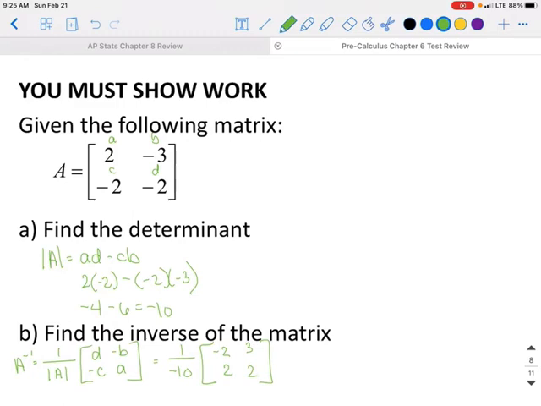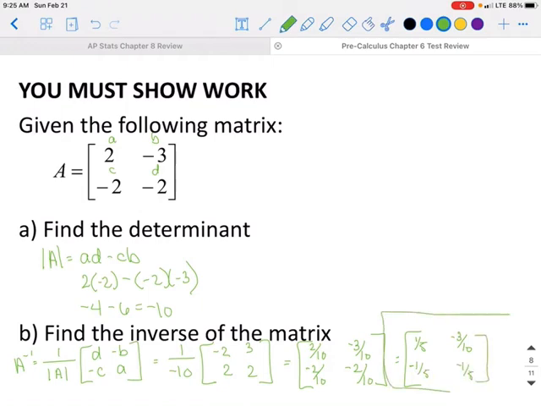Now we're just going to take that negative 1/10 and we are going to distribute. So negative times negative makes a positive 2 over 10. Next will be negative 3 over 10, negative 2 over 10, and negative 2 over 10. And if we want to reduce that matrix, this will give us 1/5, negative 3/10, negative 1/5, and negative 1/5 as our solution.